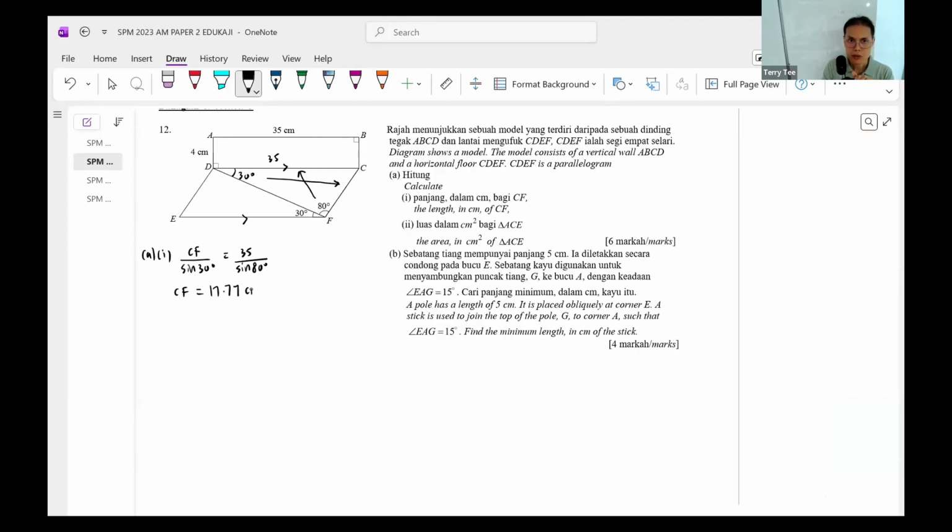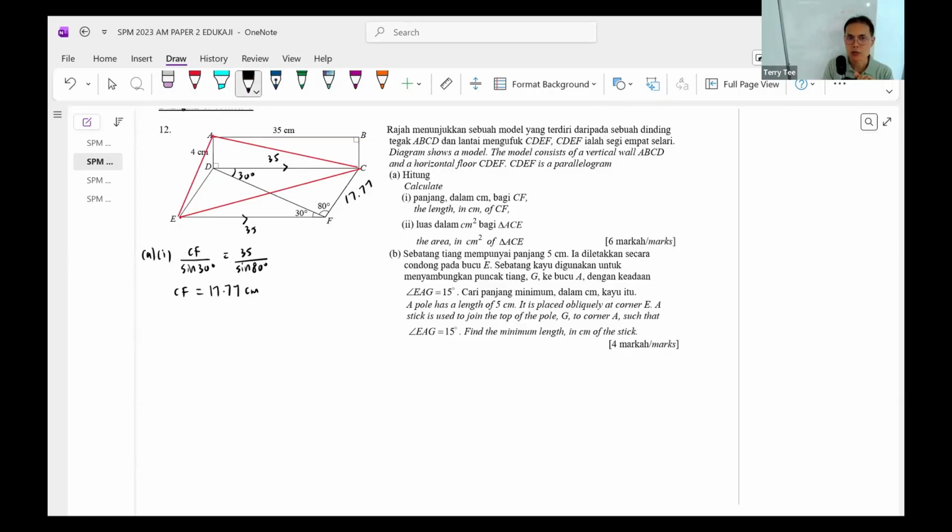Okay, so I've got this 17.77. Next, area of triangle ACE. Now, the interesting part: ACE is not a flat surface, it's a slanting plane. You see, this is A to C, this is C to E, this is ACE. Can you see that? You're going to use 3D, three-dimension. First, I know this is 35, you bring down this as 35.